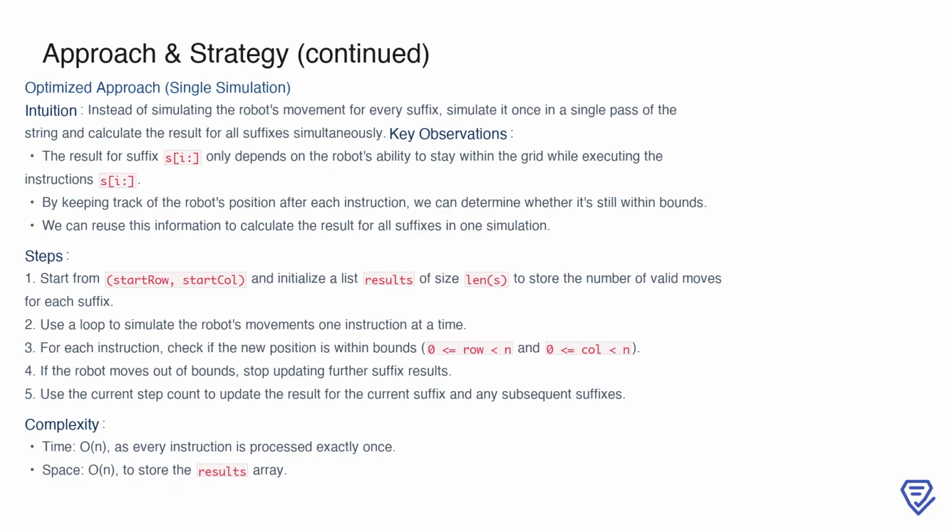To implement this, we initialize a results array of size len(s) to store the number of valid moves for each suffix. Starting from start row, start col, we simulate the robot's movement one instruction at a time. For each step, we check if the new position is within the grid bounds. If the robot exits the grid, we stop updating further suffix results. Otherwise, the current step count is used to update the result for the current suffix and all subsequent ones. This method processes each instruction exactly once, reducing the time complexity to O(n) at the cost of an additional O(n) space for the results array.